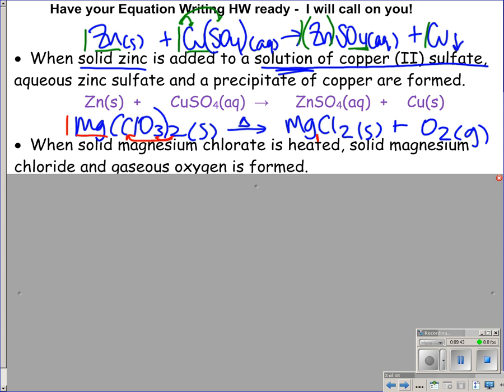I've got to just double check each element involved. So I've got 2 chlorines here. How many chlorines here? 2. Okay, perfect. How many oxygens here? 6. 2 times 3 means I have 6 total oxygens. How many oxygens over here? So what do I need in the front? A 3 coefficient.